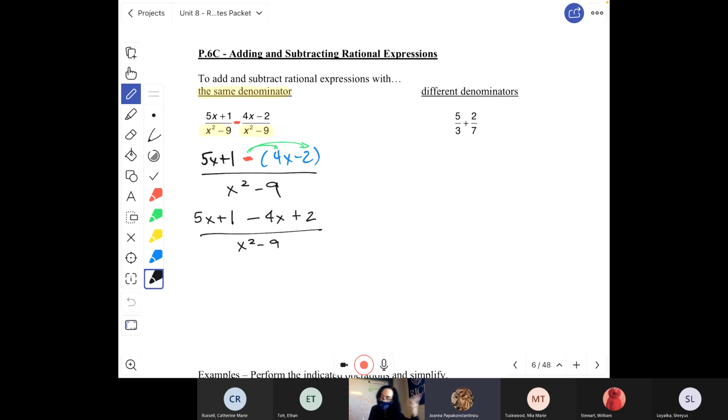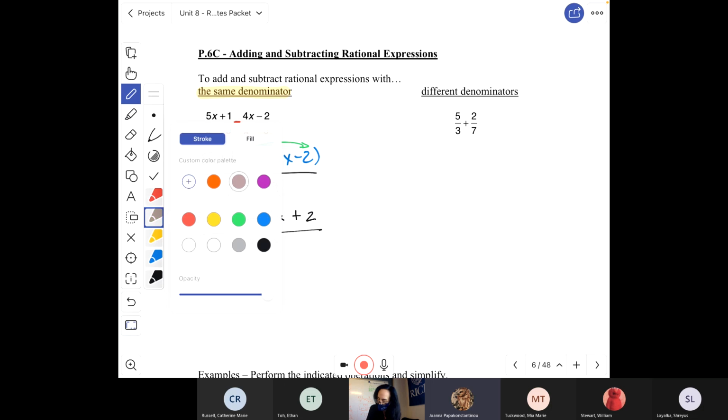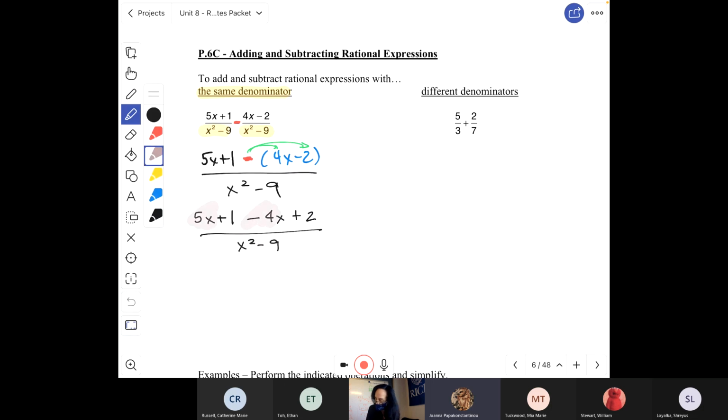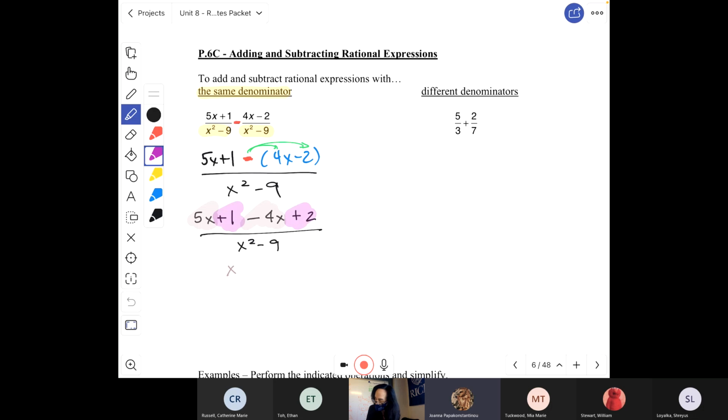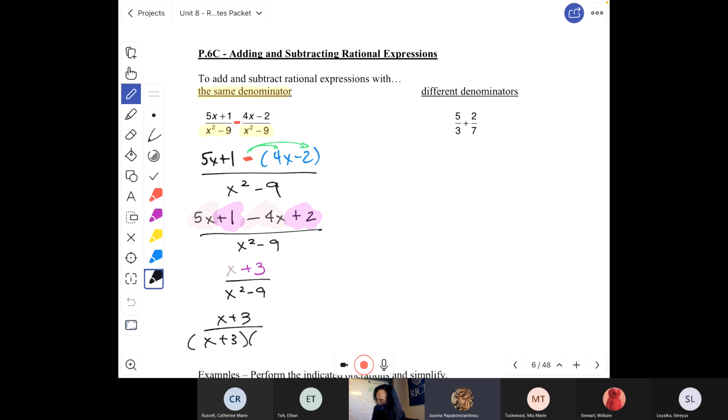Now, what would I do next? Combine like terms. So 5x minus 4x gives me what? x. And then with respect to my constants, I have 1 plus 2, which gives me plus 3, all over x squared minus 9. Now, is that simplified? No, because I can factor that denominator. So I have x plus 3 over x plus 3 times x minus 3. I see common factors. So what is my final reduced form? Beautiful.